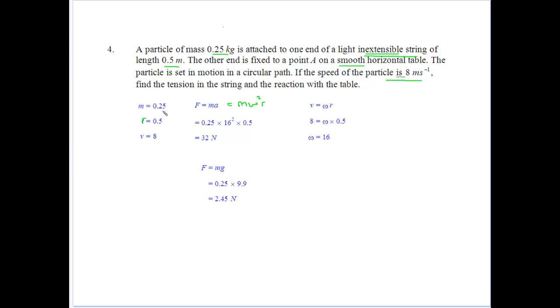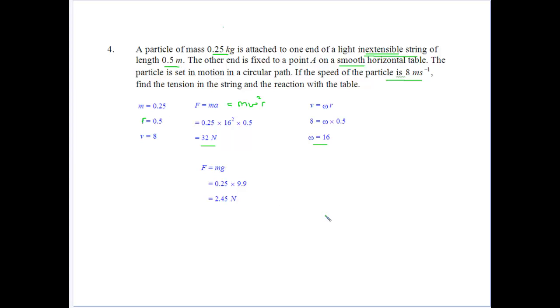That allows us to set up our values: mass is 0.25, radius is 0.5, and velocity is 8. So we can get our angular velocity. The velocity is 8 and r is 0.5, so our angular velocity must be 16 radians per second. That allows us to work with the tension in the string being equal to mass times acceleration, or mass times omega squared times r. So 0.25 times 16 squared times 0.5 gives us 32 newtons in the string.